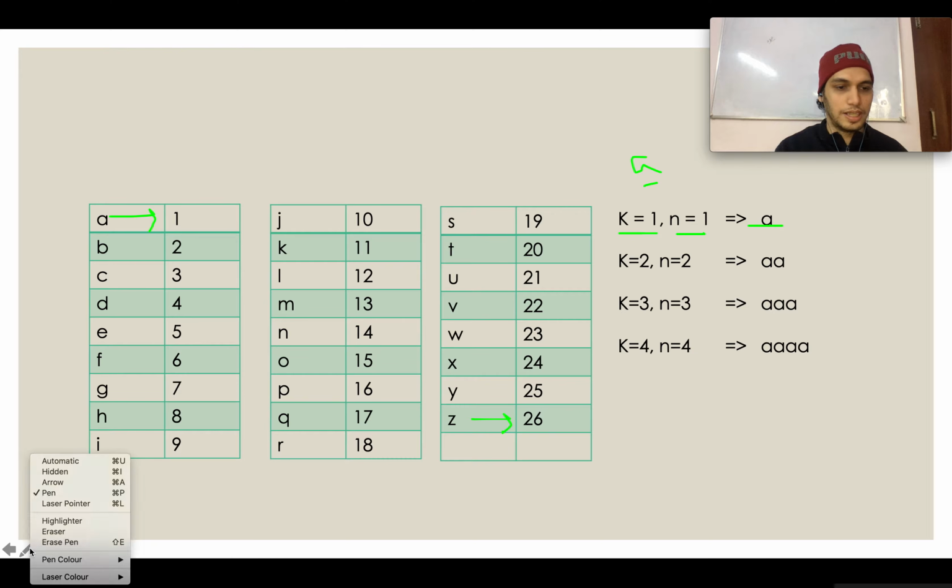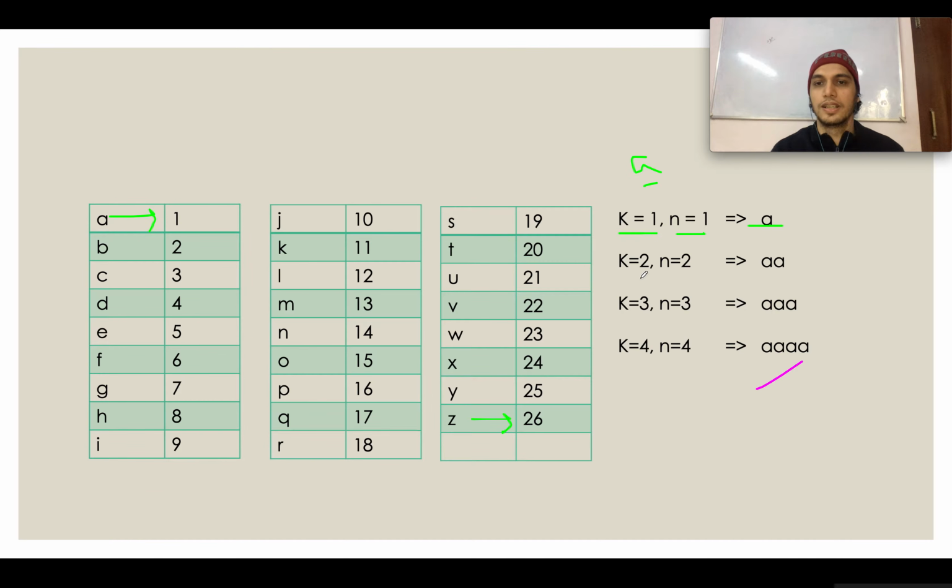Let's talk about the other case. Now we have k equals 2, n equals 2. The string length is 2, and the value we are looking for is 2 again. So the string becomes aa. If k equals 3, n equals 3, the string becomes aaa. When k equals 4, n equals 4, the string becomes aaaa, because each character contributes one value in the total summation.